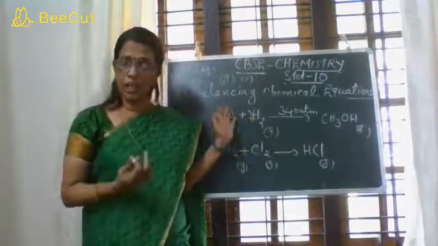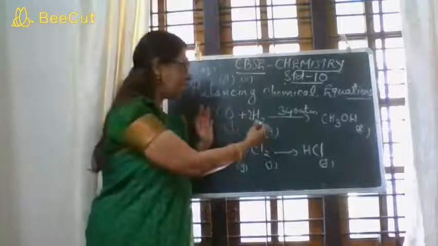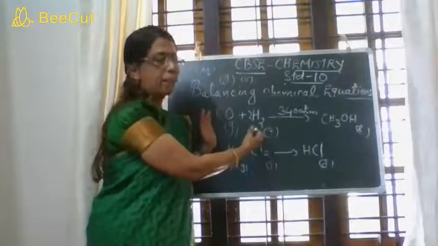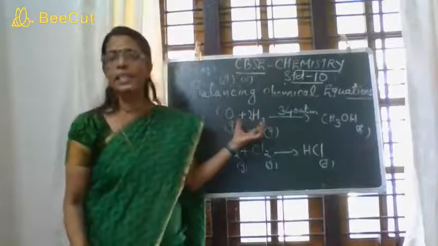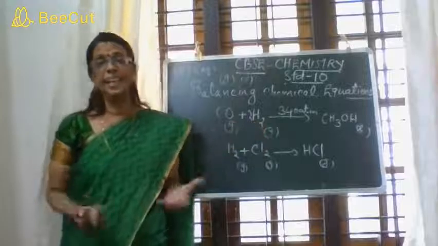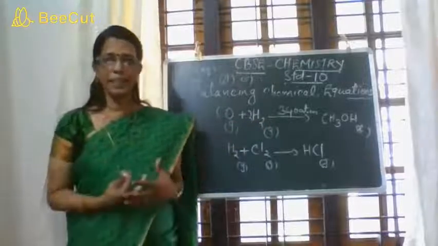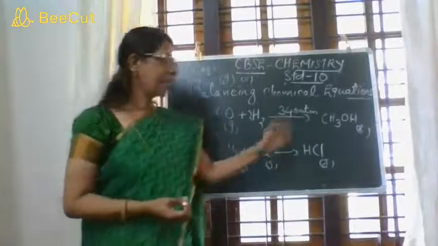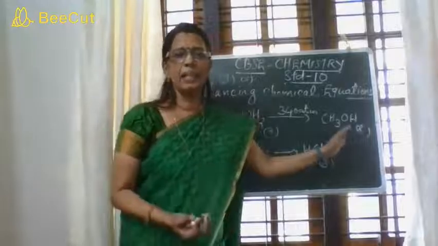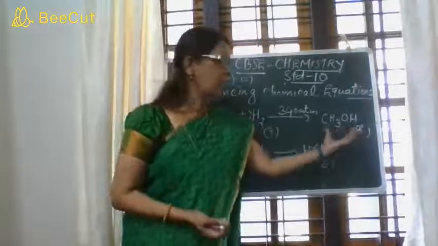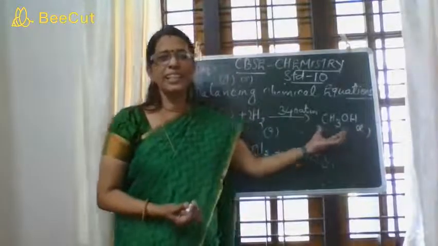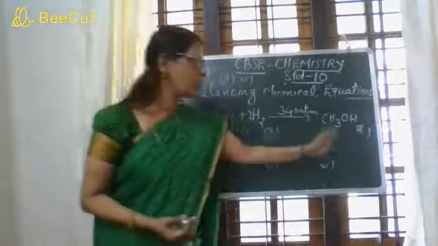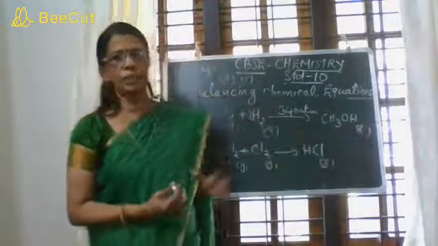That is, what are the reactants? This left hand side indicates the reactants. Here carbon monoxide and hydrogen are the reactants. Reactants are substances that are taking part in a chemical reaction. Then the right hand side gives the products. That is, here methanol, CH3OH, is the product. That is, methanol is the product, which is also in the liquid state. That is the information we are getting.